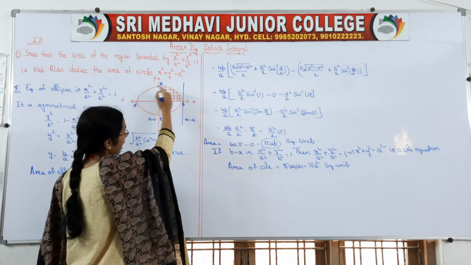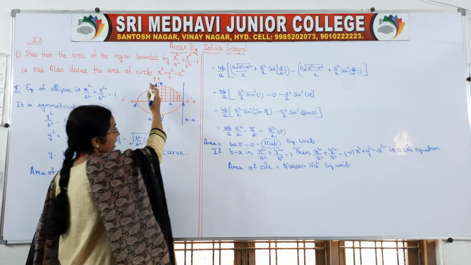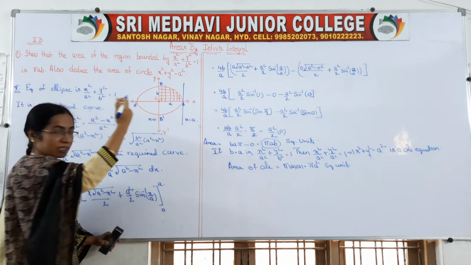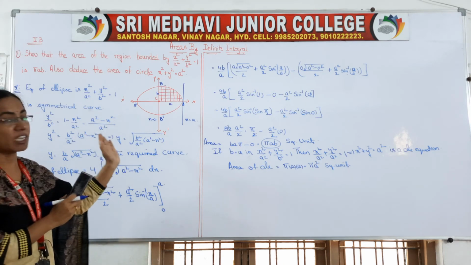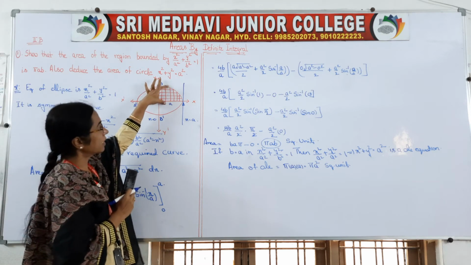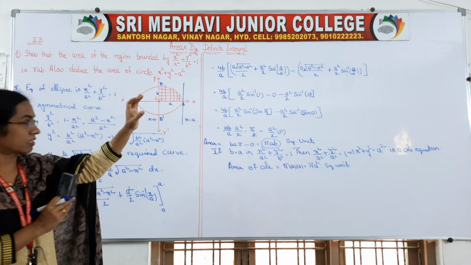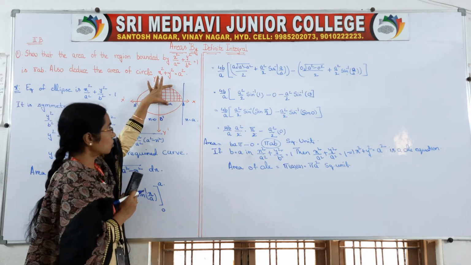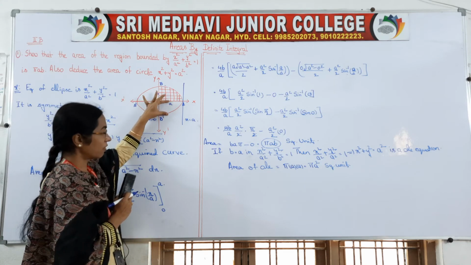So here the ellipse is a symmetrical curve. So the area covered above the x-axis, below the x-axis, right side of the y-axis, and left side of the y-axis will be the same. So I have taken only one part. It can be divided into 4 equal parts with our x and y-axis. So you take one part. The same area will be here, here, and here.